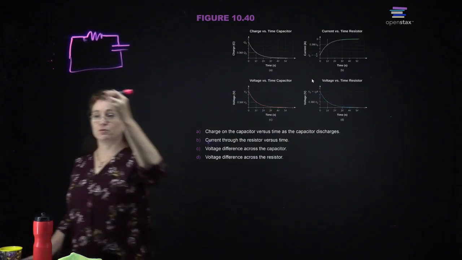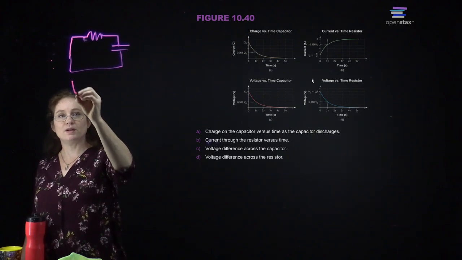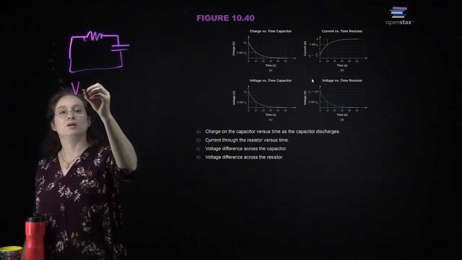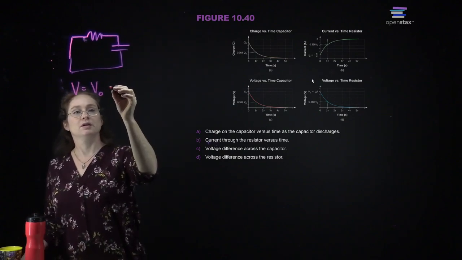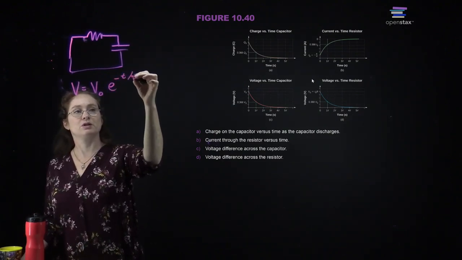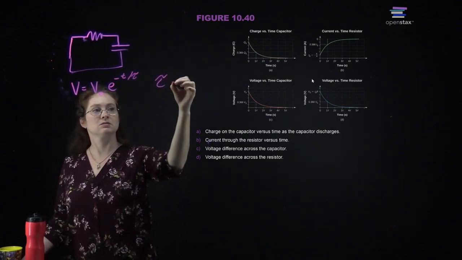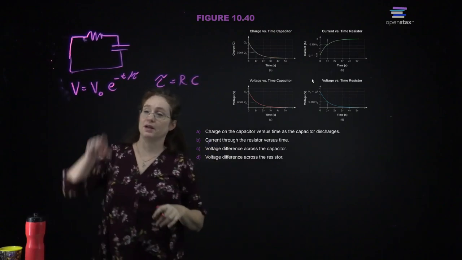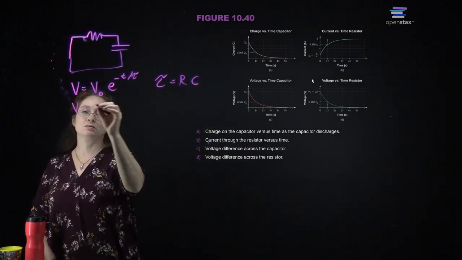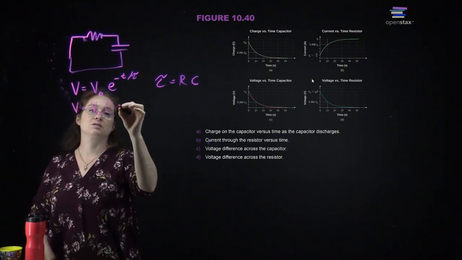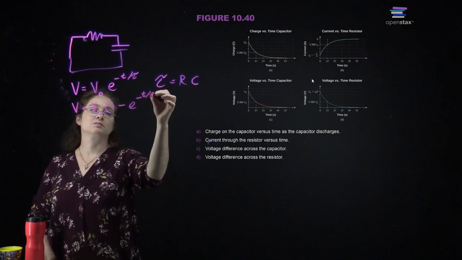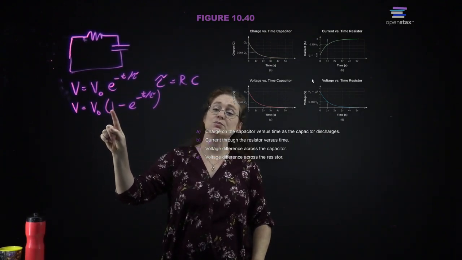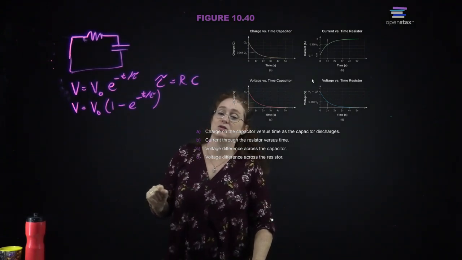All right, and then we can even write what these equations are. So the potential is equal to the total potential times e to the negative t over tau, where tau is the time constant RC. That is when something is discharging, it has this form. When something is charging, it takes this form. This you can solve with differential equations, but you guys mostly have not had differential equations, so I'm not going to do it.